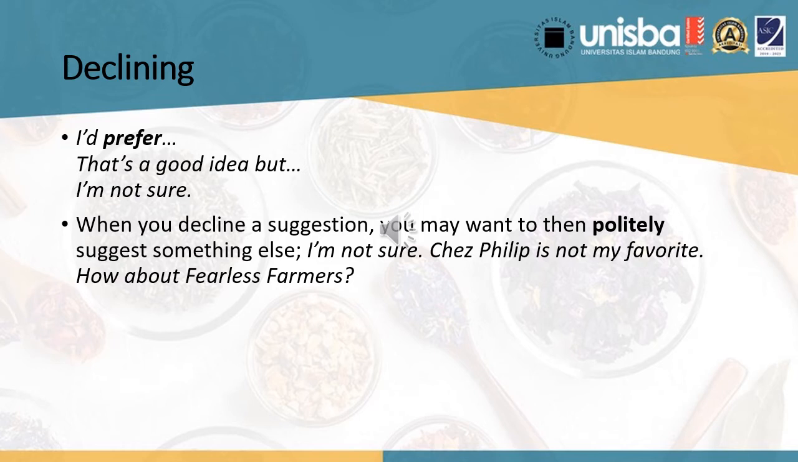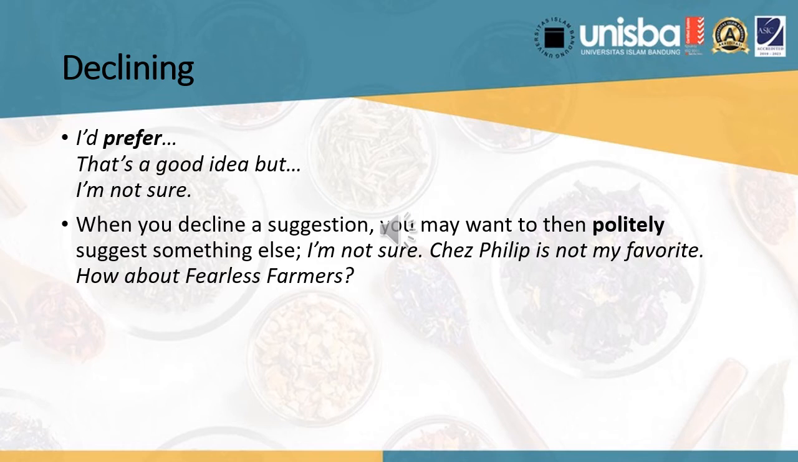So let's take a look at the expressions that you can use when you try to decline a suggestion. A few phrases for declining a suggestion include "I'd prefer...", like I'd prefer to go to the market than to the movie, to the cinema or something. Or maybe you can say, that's a good idea, but... Or, I'm not sure. So this is also declining.